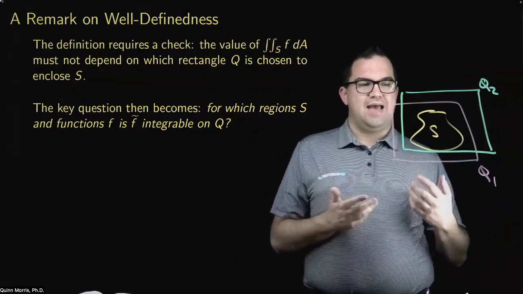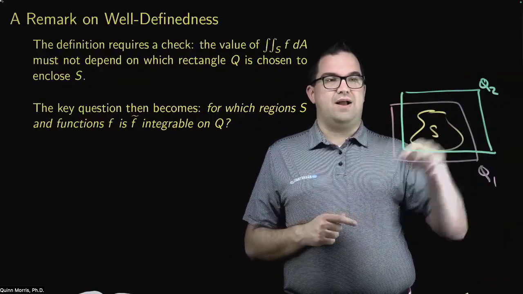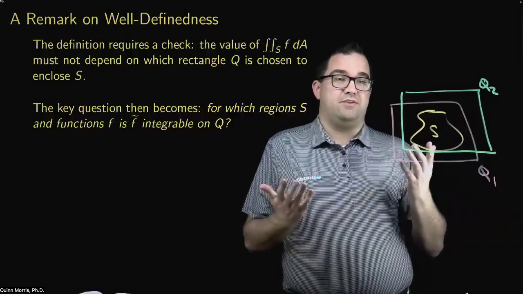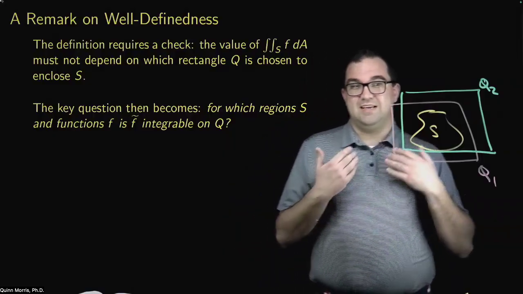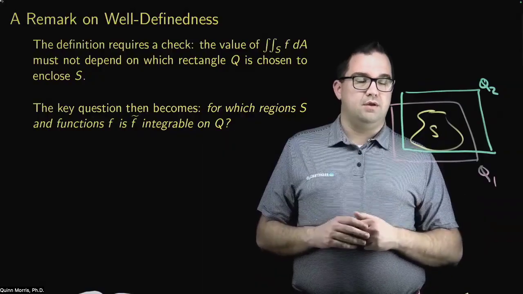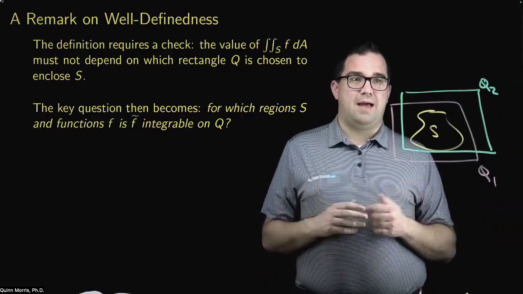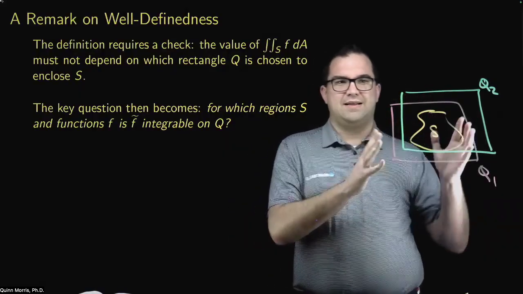And the answer, of course, here is yes. The reason is that regardless of which rectangle I pick, my extended function f tilde is just going to be defined to be 0 outside of S. So this really is well defined, even though we don't specify a particular rectangle that contains S. So we can actually choose any rectangle that happens to be convenient for us.